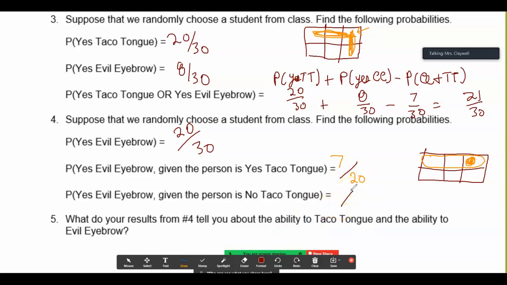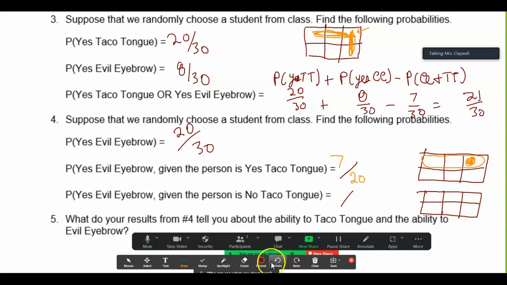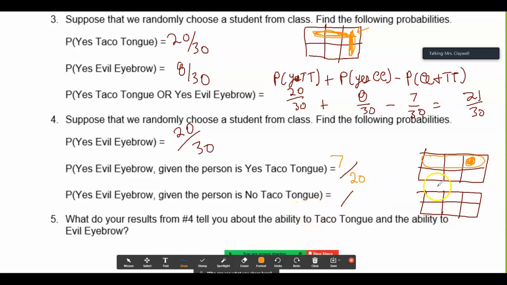The next part is yes evil eyebrow, given the person is no taco tongue. So this is based off the chart above, I just can't see it. Given that the person is no taco tongue, so of all of these, I want the number that's yes to evil eyebrow. So there's 10 people with no taco tongue. Of those 10, 1 could do evil eyebrow.